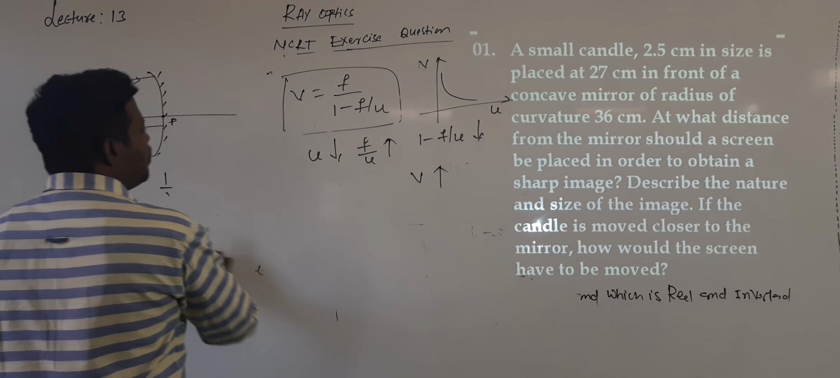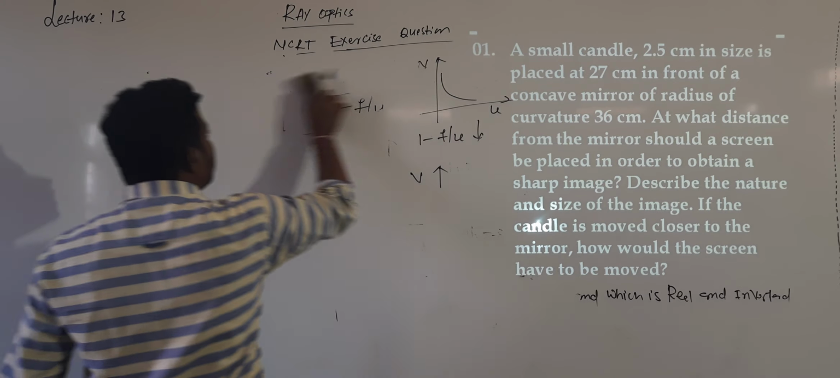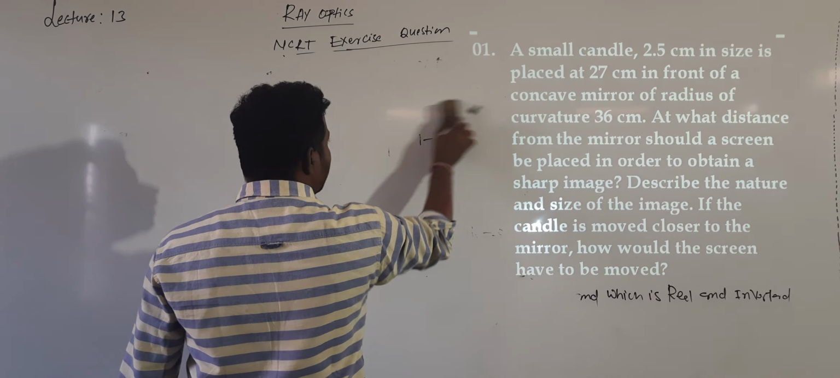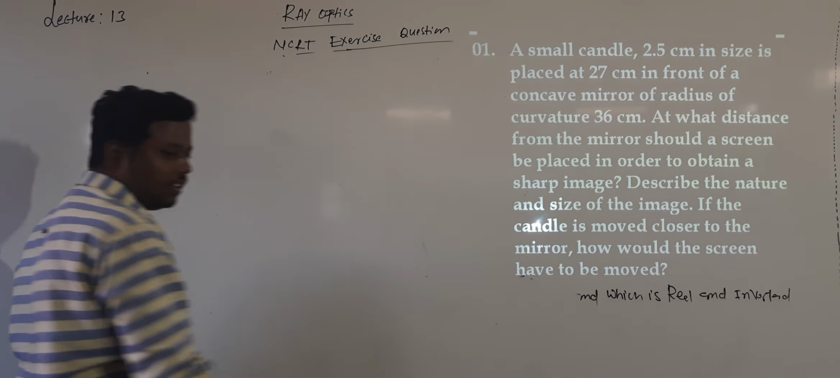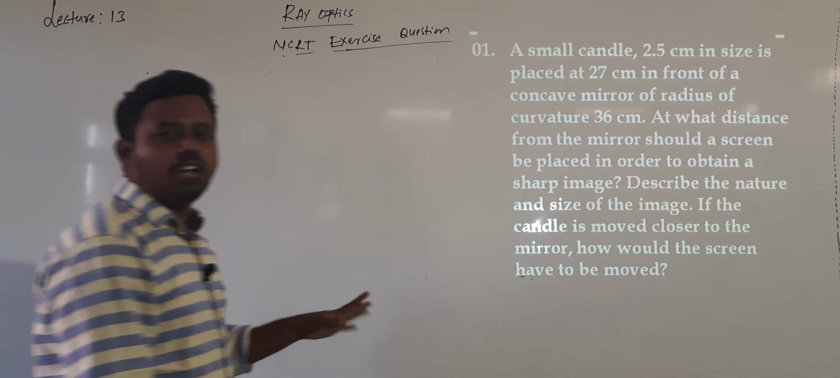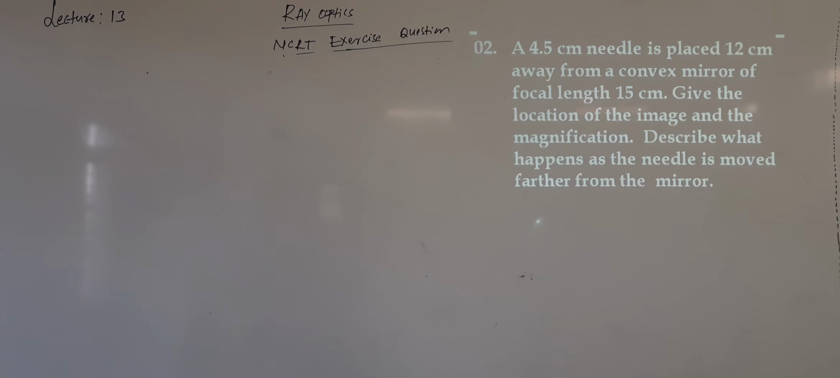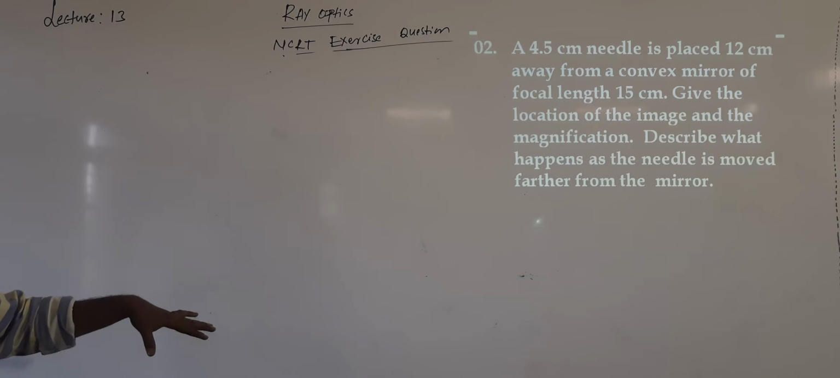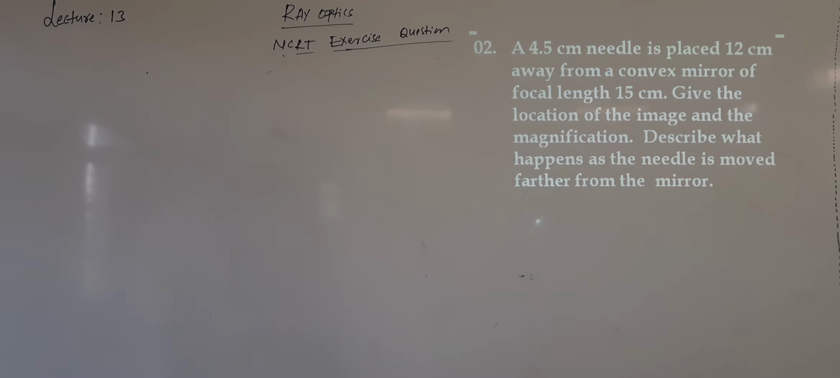The second question is the same model, but this one is of a convex mirror; last time it was a concave mirror. So you only continue, you do the second question. Mirror questions, no need to solve, but you can try it. Only two questions are given based on mirrors, so you try the second question.